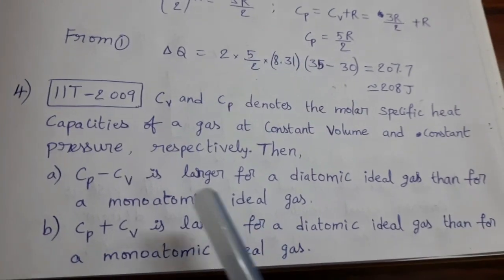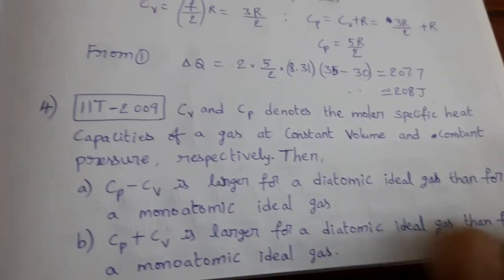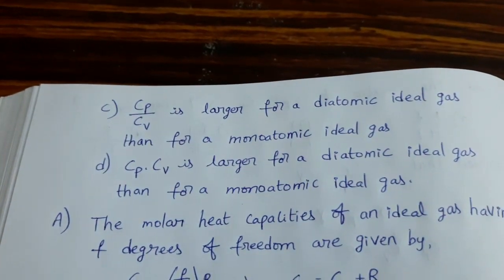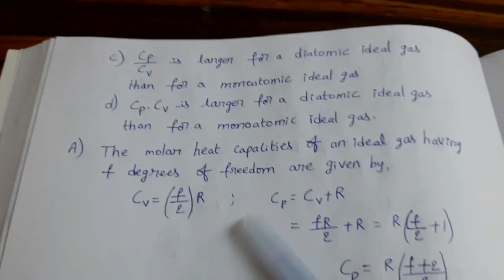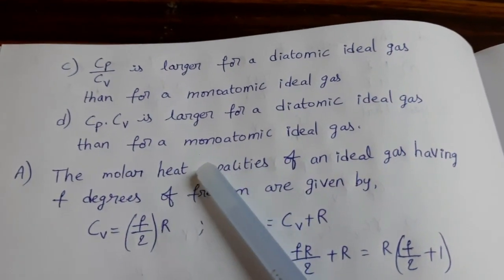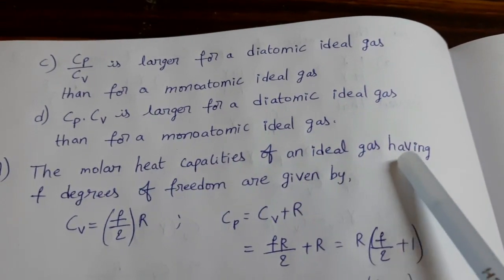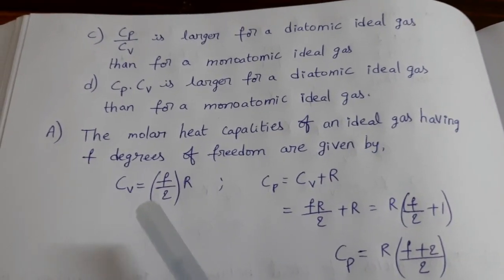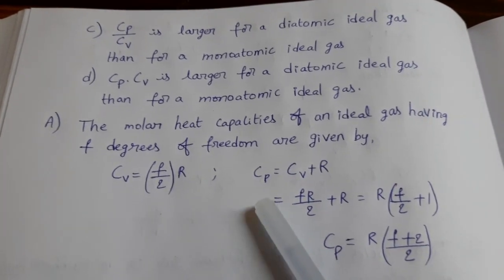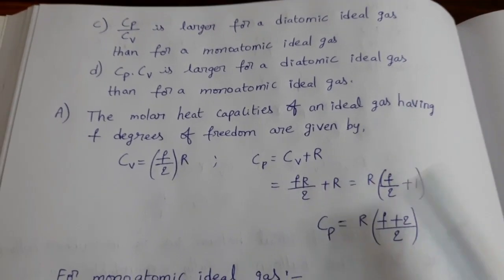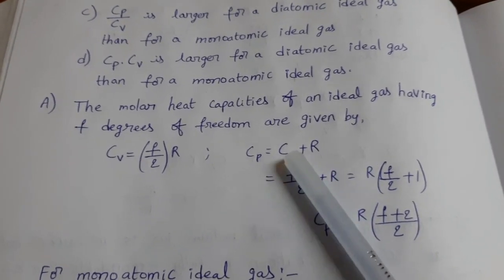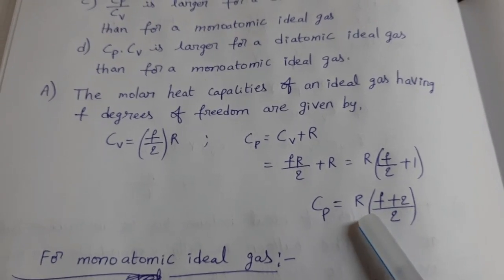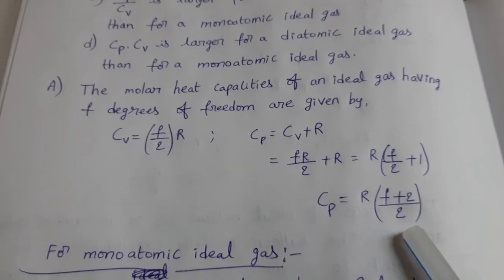Okay. Cp minus Cv, Cp plus Cv, Cp divided by Cv, Cp into Cv. Okay, see this explanation and then we will see the options. The molar heat capacities of an ideal gas having F degrees of freedom are given by Cv equal to F by 2 into R, Cp equal to Cv plus R. So finally we can get this one. Cv means this, substitute here, we can get Cp equal to R into (F plus 2) divided by 2.